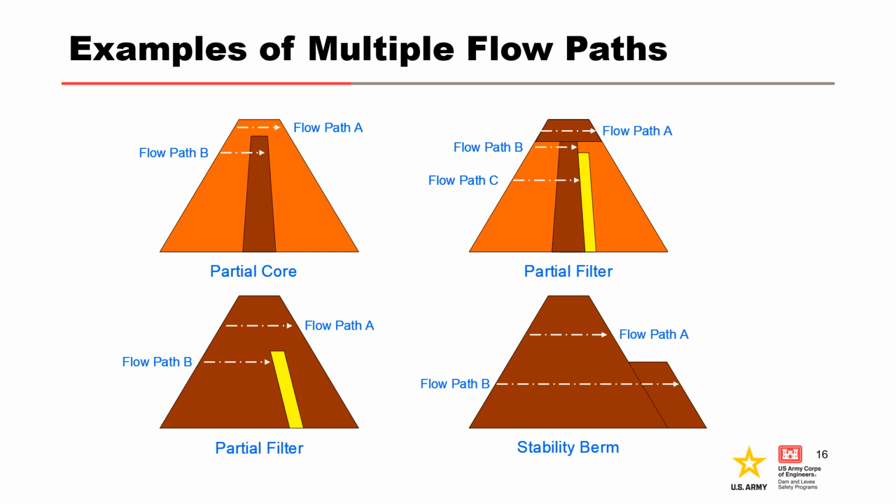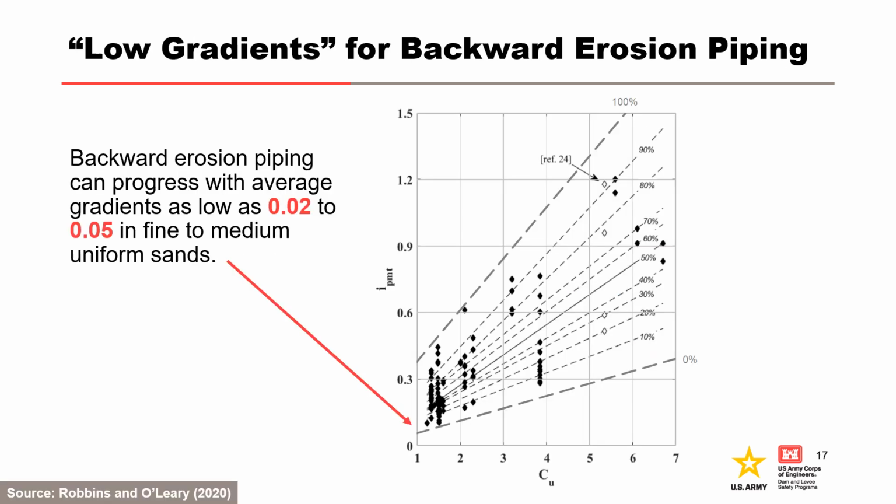Lastly, at the bottom right, this dam has no filters, and the downstream berm lengthens the flow path for concentrated leak erosion. When preparing more and less likely factors, do not use qualitative terms like low gradient. Backward erosion piping can progress with average gradients as low as 0.02 to 0.05 in fine to medium uniform sands.